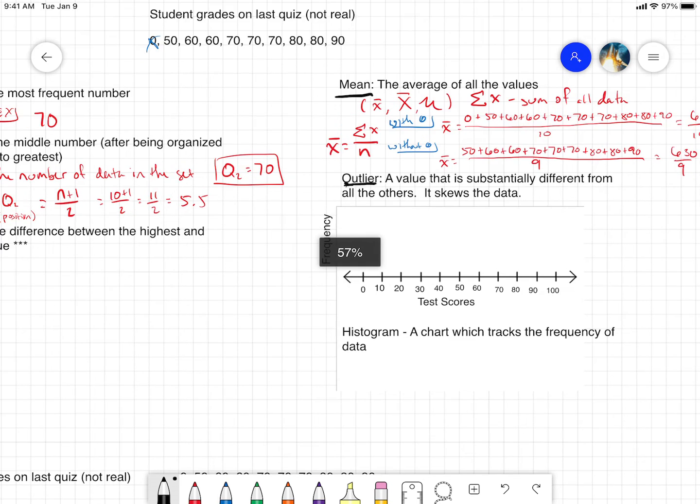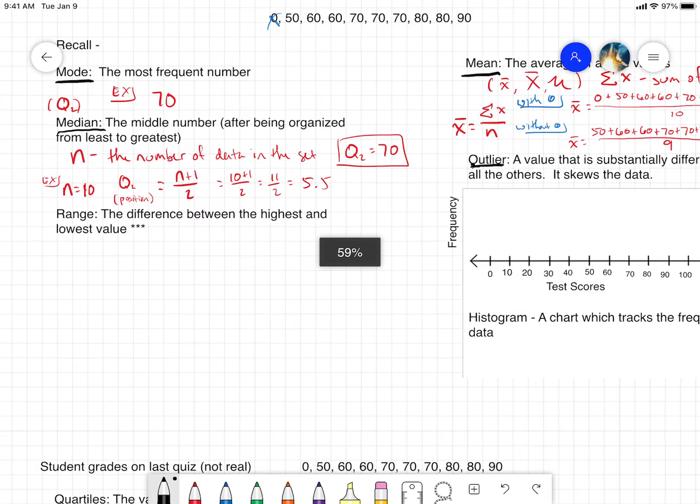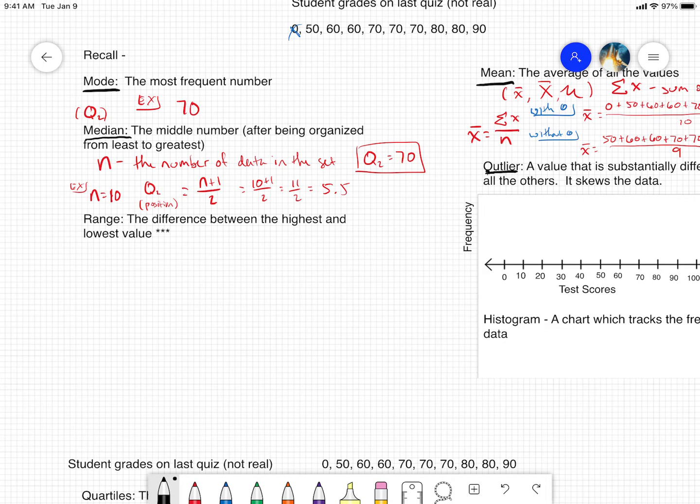The next thing that we want to talk about before we get into more of that is the range. Range is the difference between the highest and lowest value. What the formula looks like for this is our range is going to equal, and again we're going to introduce new terminology, Q4 minus L.